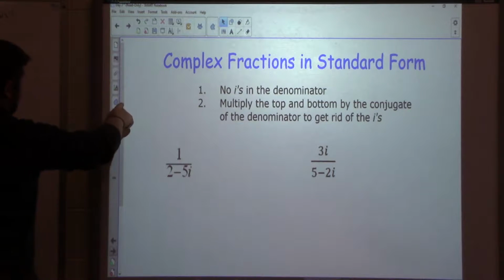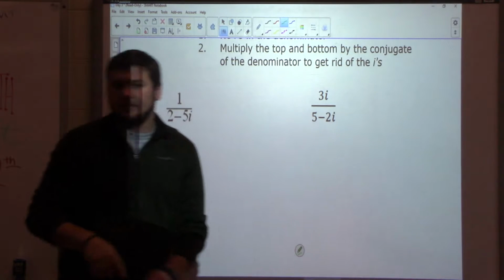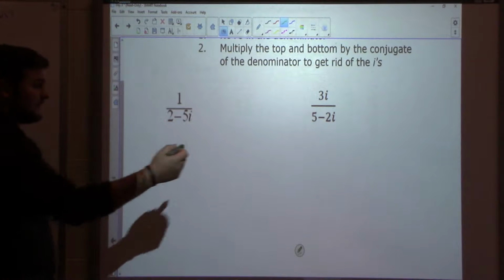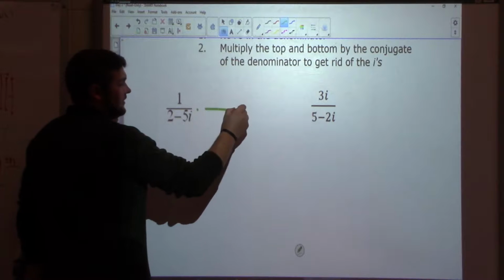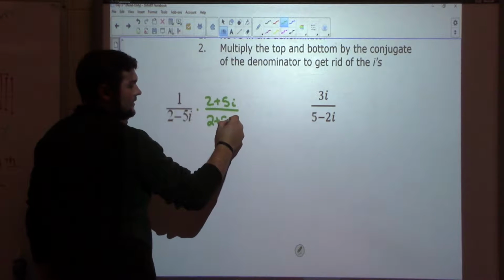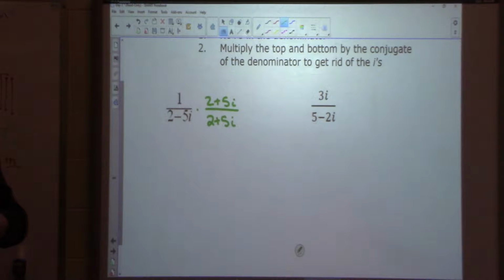So the first one, 1 over 2 minus 5i. Well, if my complex number is 2 minus 5i, what would its conjugate be? 2 plus 5i. So I'm multiplying both top and bottom by the conjugate of the bottom. Remember, whenever I have a fraction, what I do to the top, I have to do to the bottom, and vice versa.